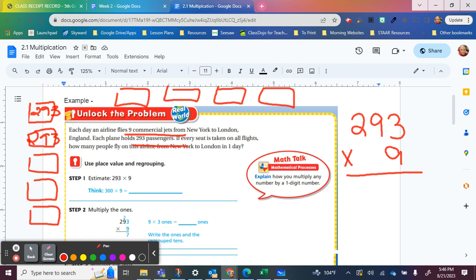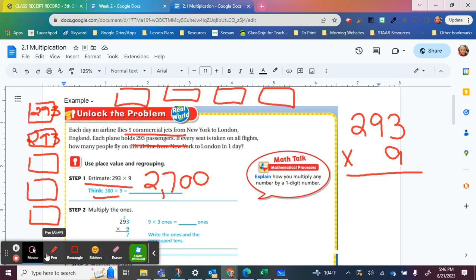So what we're going to do first is we're going to estimate right here, step 1. We're going to estimate and find out around what our number should be. So 293 is about 300. And then we can take the 3 and the 9 and multiply those together to get 27. And then we're going to add those 2 zeros. So our answer should be pretty close to 2,700.